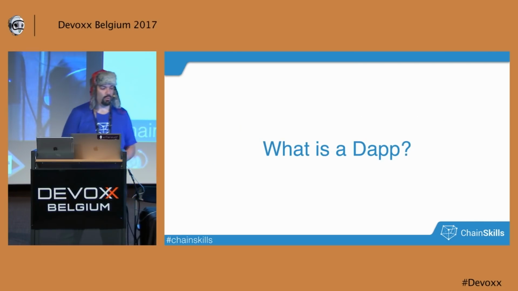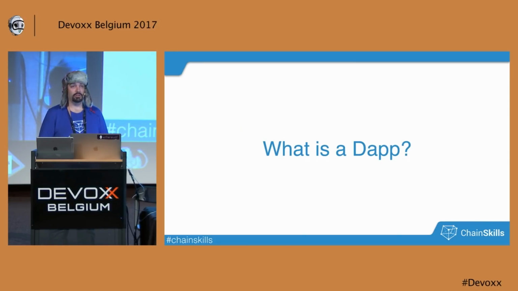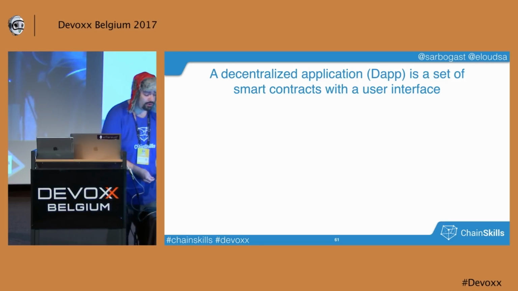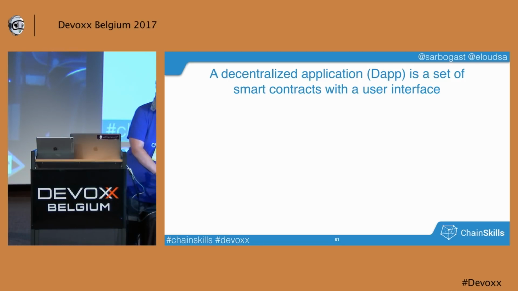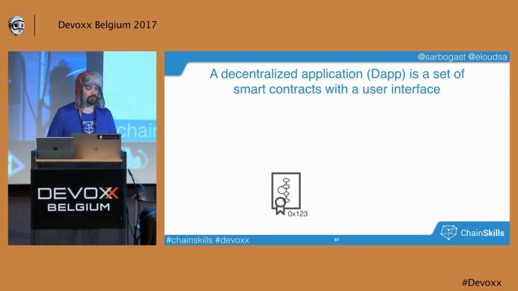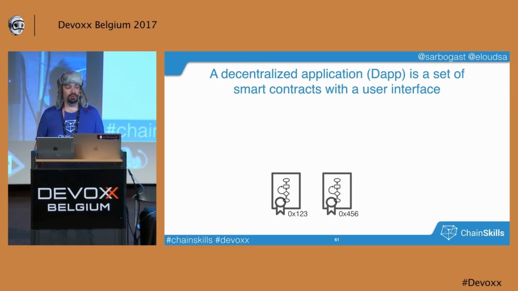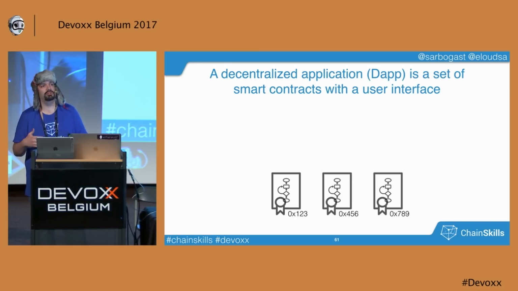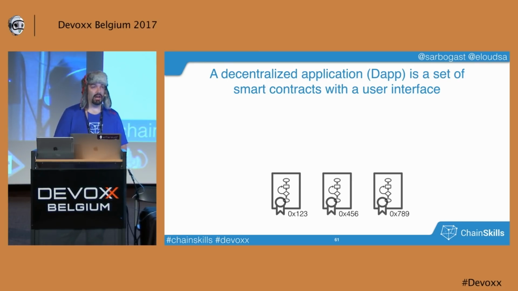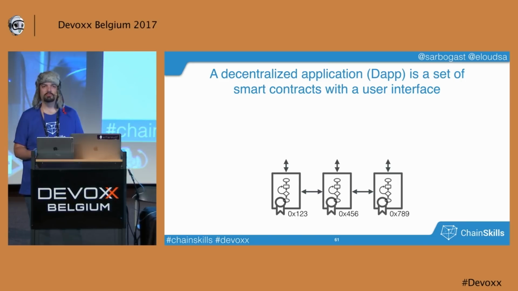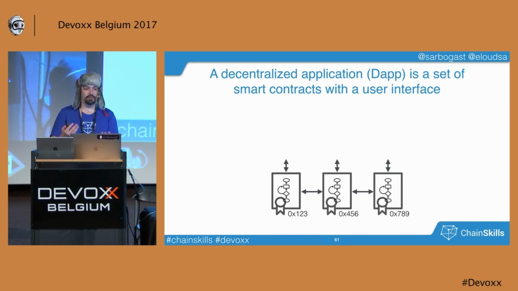And we're going to show you what a dApp is. A dApp is a decentralized application, and very basically, it's a set of smart contracts. Again, we'll show you what it is with a user interface. So you have smart contracts that are deployed to the blockchain, and when they are deployed, they get an address. That's a fixed address that you can use to access them. Those contracts can collaborate together, and they all expose some API that you can use to call them.